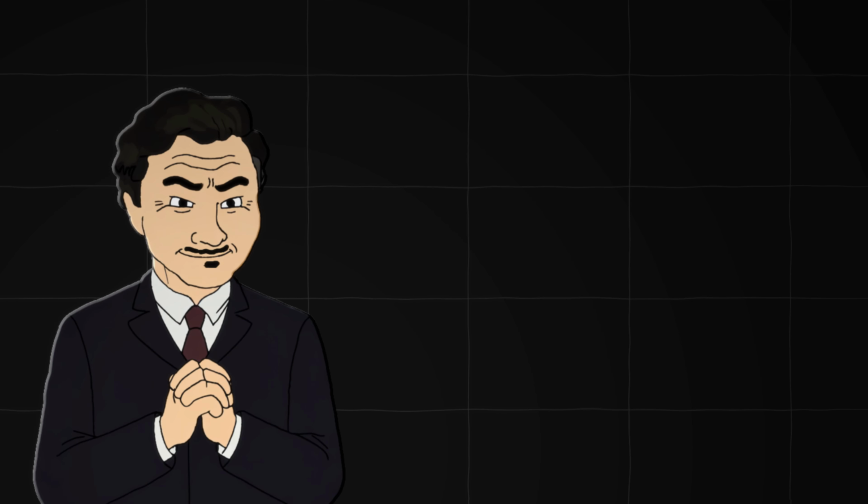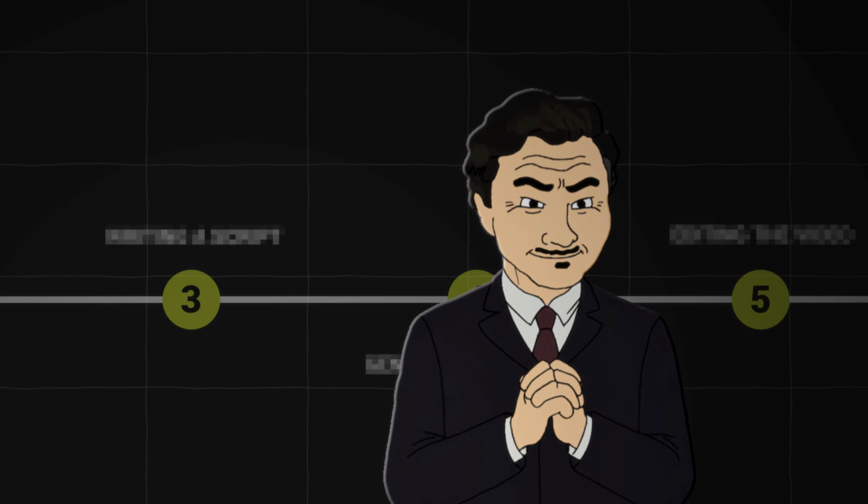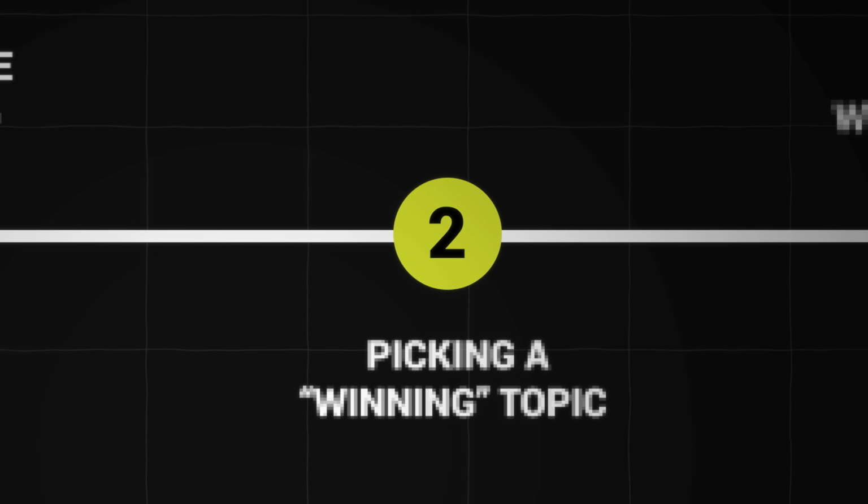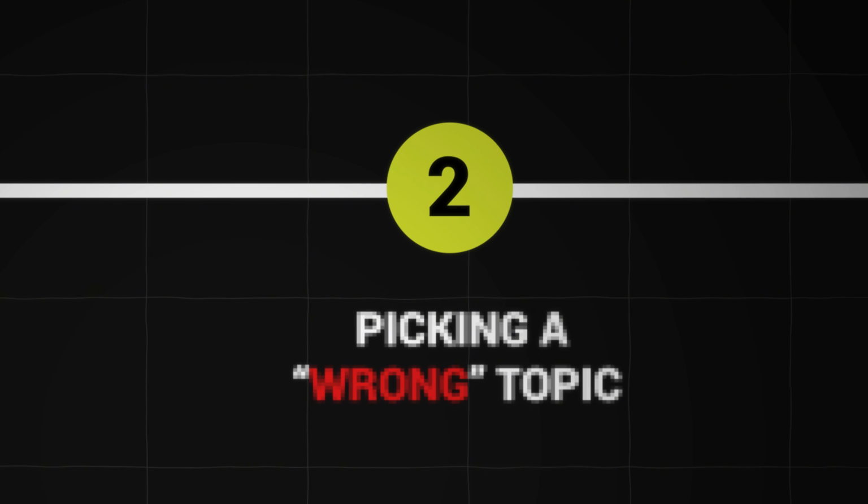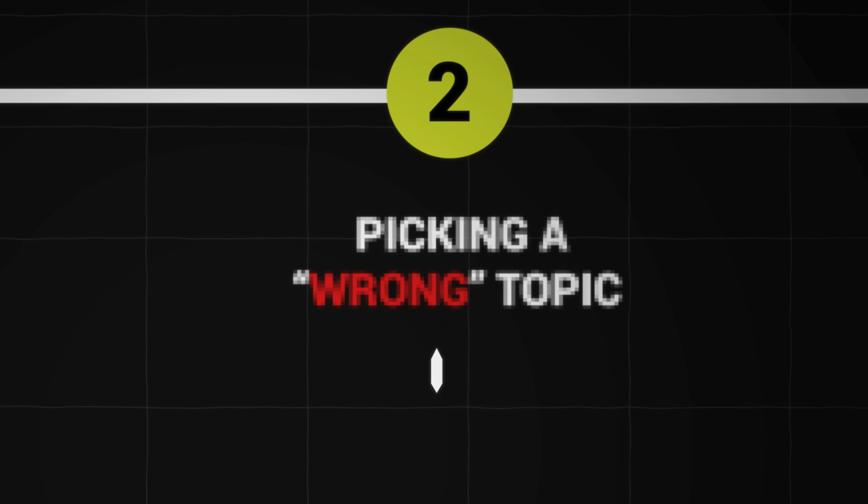Anyways, enough yapping, I think it's now time for the next step in the process, and that is picking a winning topic to start with. Believe it or not, if you pick the wrong topic for your video, then you're pretty much set to fail from the start. Your topic needs to have 2 things to go viral in this niche.